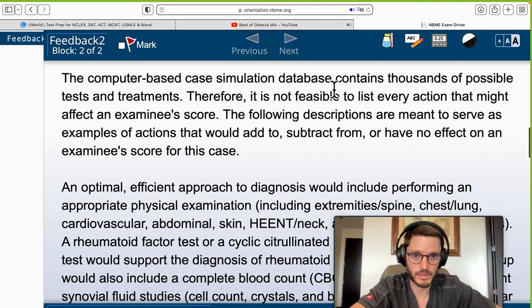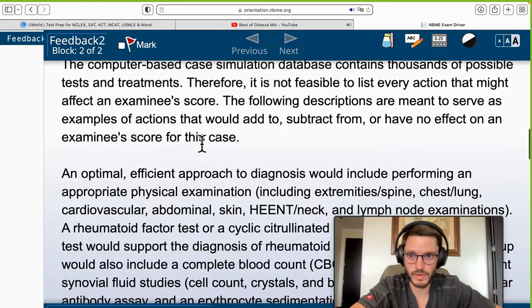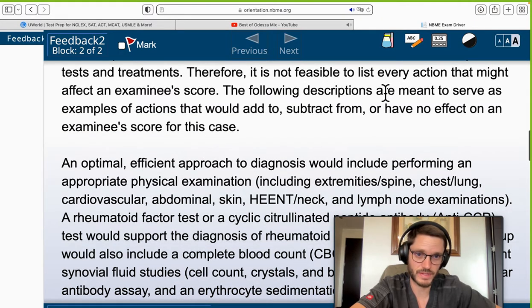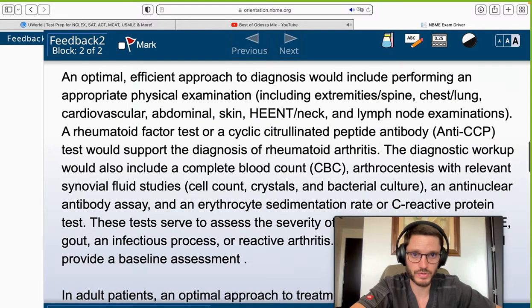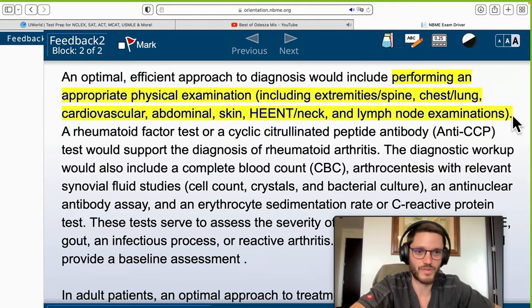Computer-based simulation database contains thousands of possible tests, therefore it is not feasible to list every action. The optimal efficient approach to diagnose would include performing an appropriate physical examination. So I didn't even perform the physical examination. I just read the HPI and didn't even mark the physical examination.